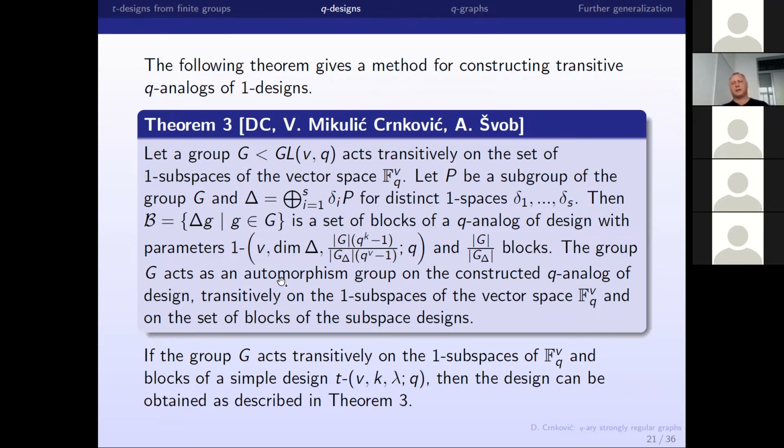And the group G acts as an automorphism group of the constructed Q analog design, transitively on the 1-spaces of the vector space and on the set of blocks of this subspace design, the subspace 1-design. Again, this is a characterization of such designs. So if you have a subspace design with the group G acting transitively on 1-spaces and on the blocks, then we can obtain this design using this theorem above.